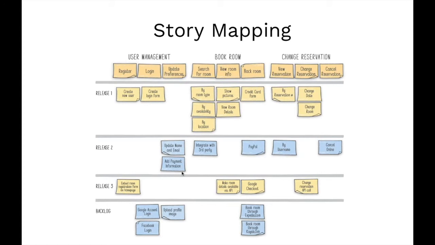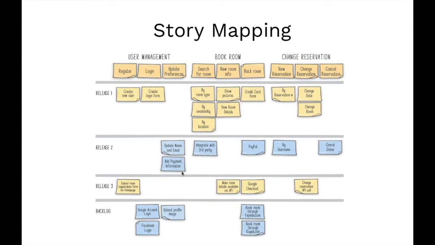So for example, in this example here, user management is the first thing. So users need to register, and then they need to log in, and then they need to update their preferences. And then in the next section, they want to book a room, for example. So they need to search for a room, view room information, and so on. So you take the user's journey and experience through your software, and you lay that out into almost like a column format. And this way of thinking is particularly good for new major features or brand new products. So I've used this method on several occasions to map out the MVP for new products.